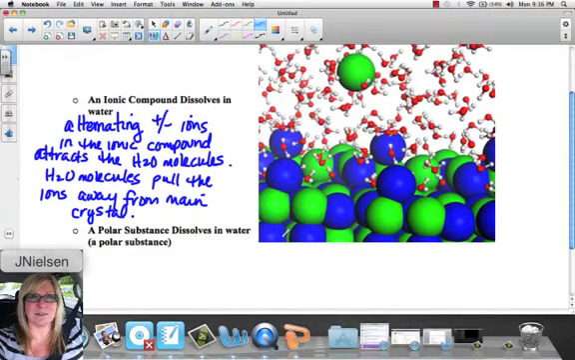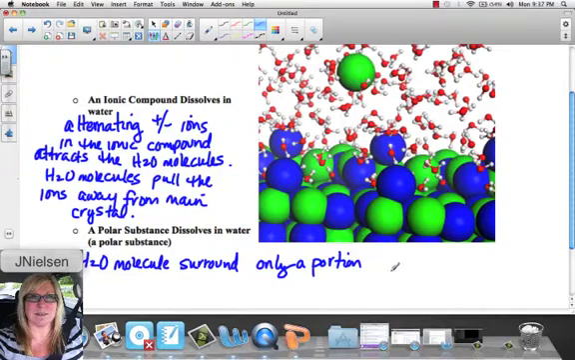Now, a polar substance dissolves in water as well. And what happens here is that the water molecule surrounds only a portion of the molecule that has a charge. So the example that I can think of here is ethanol. So let's take a look at ethanol.